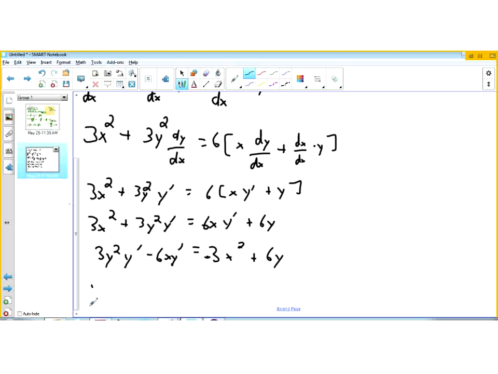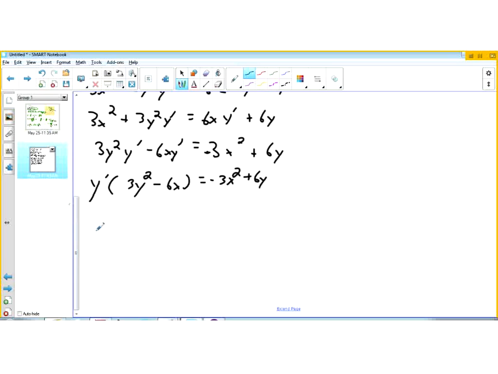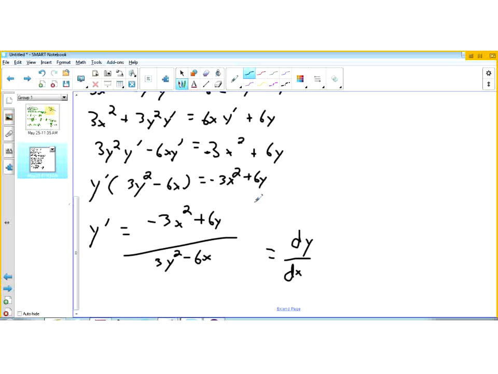Okay, factor out y prime. So it'd be y prime times 3y squared minus 6x is equal to minus 3x squared plus 6y, and then solve for y prime. Divide by 3y squared minus 6x. Okay, so that's the solution. That's dy over dx. And that's how we calculate the derivative implicitly.